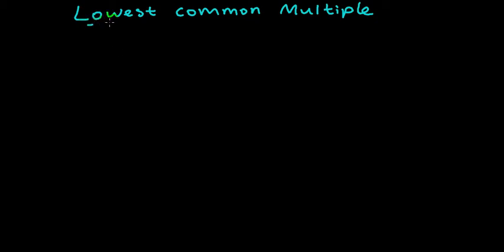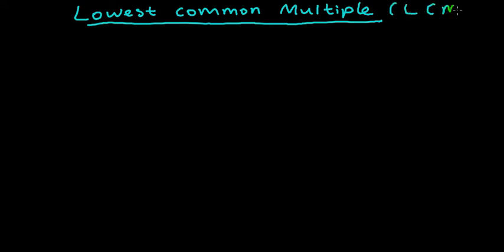Today's topic we'll be talking about lowest common multiple, that is LCM. Okay, let's find the LCM of these two numbers, 144 and 66.